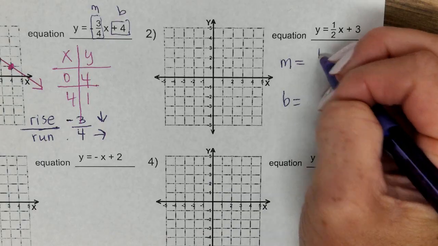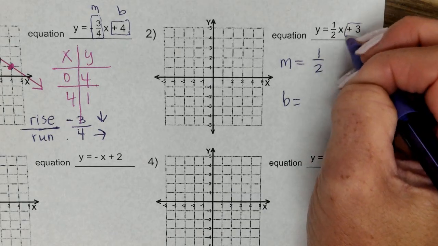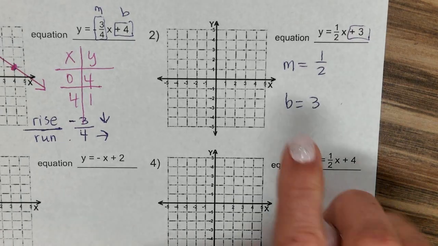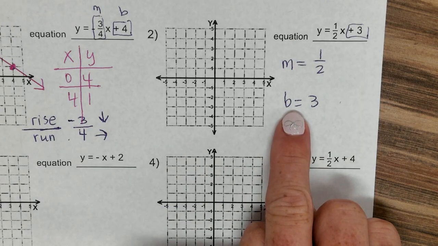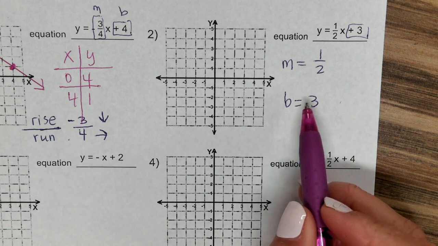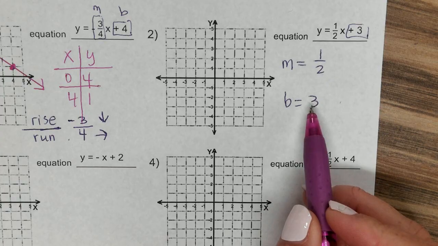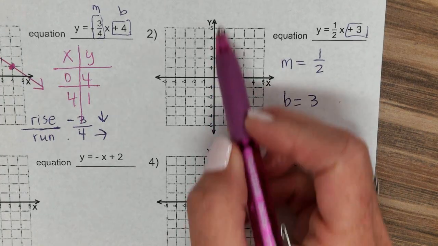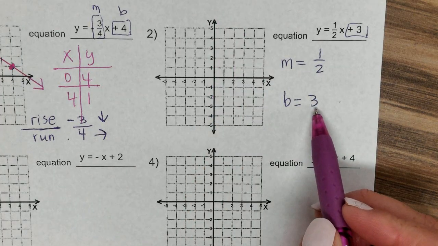1 over 2. What is the B? 3. Positive 3. Okay, where do I start at? The y-intercept. Always start with the y-intercept. So you go to the y-axis and put your y-intercept. So where's your y-axis? Right here. And where am I going to put a dot at?